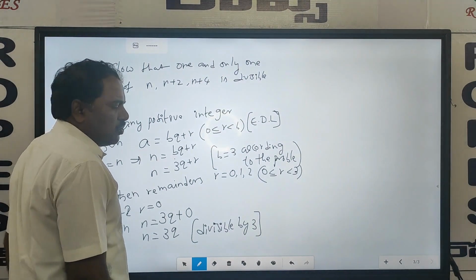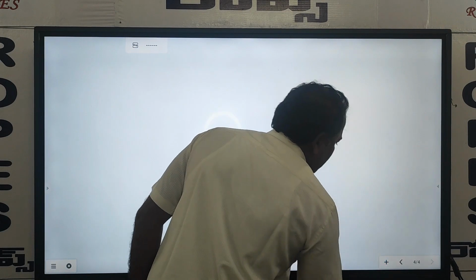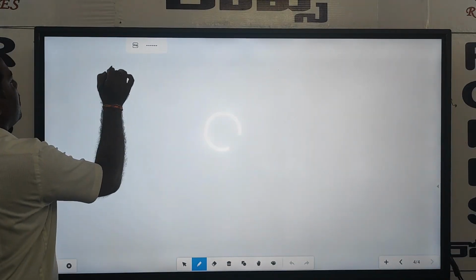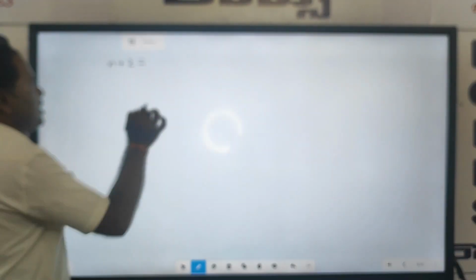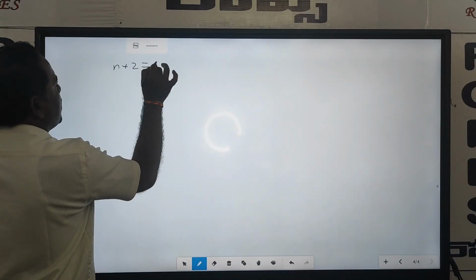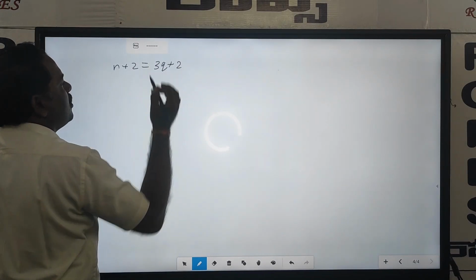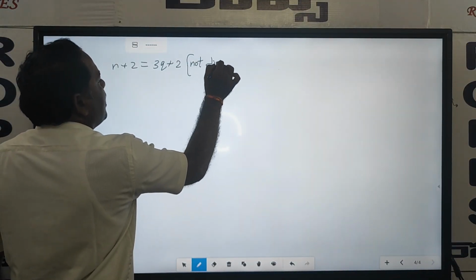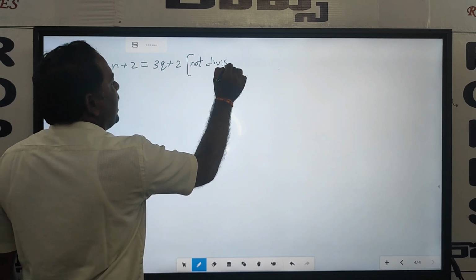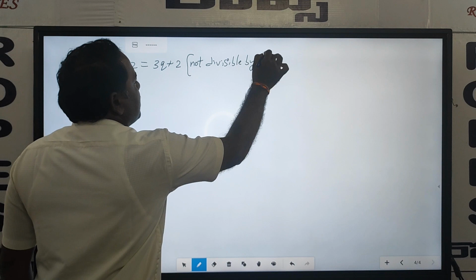Now what is n plus 2? See, if we see this, n plus 2 is equal to, n value we got 3q plus 2. So here the remainder we are getting is 2. So it is not divisible, the remainder is 2. That's why it is not divisible by 3.